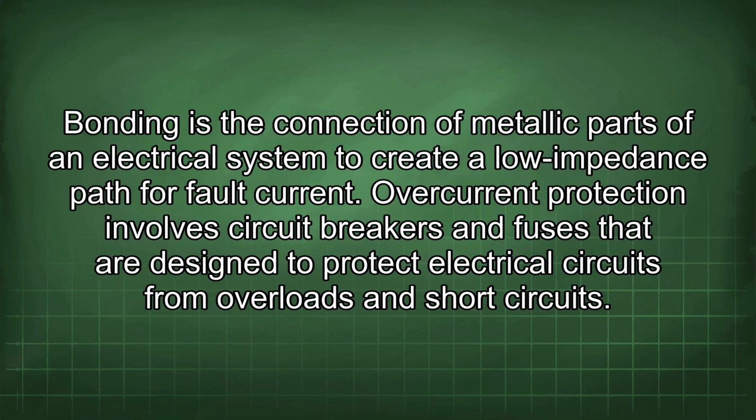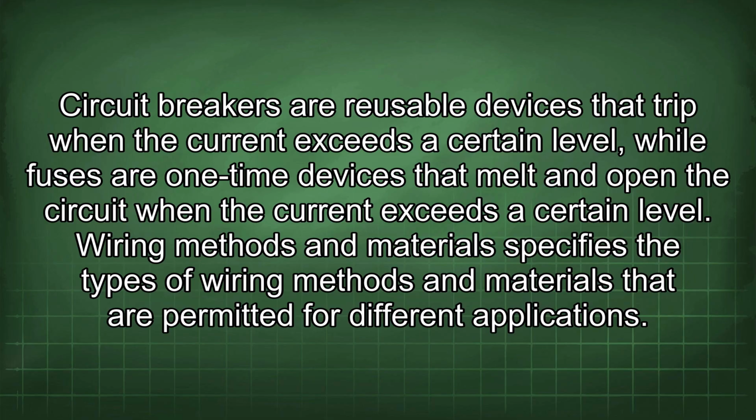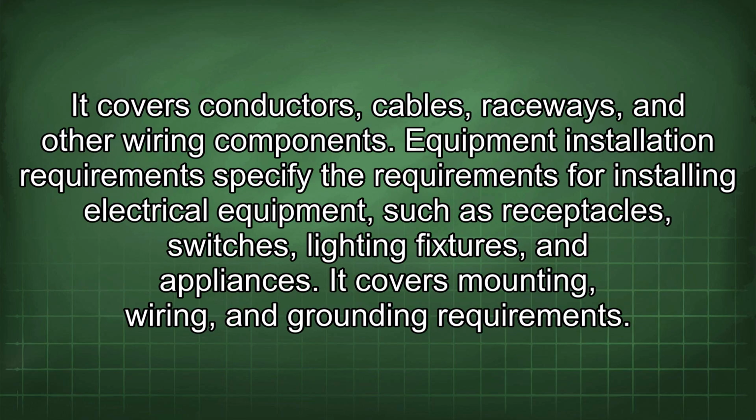Overcurrent protection involves circuit breakers and fuses that are designed to protect electrical circuits from overloads and short circuits. Circuit breakers are reusable devices that trip when the current exceeds a certain level, while fuses are one-time devices that melt and open the circuit when the current exceeds a certain level. Wiring methods and materials specifies the types of wiring methods and materials that are permitted for different applications. It covers conductors, cables, raceways, and other wiring components.